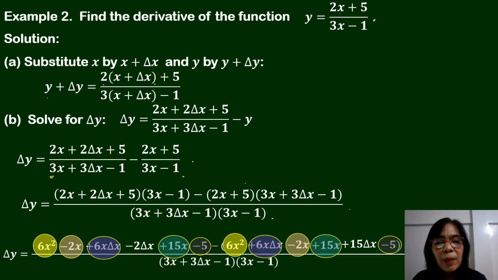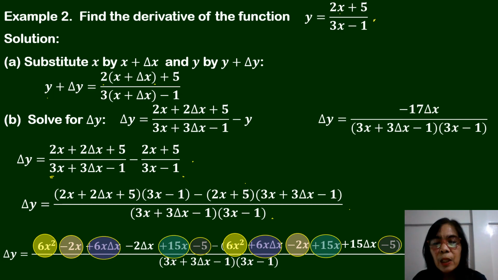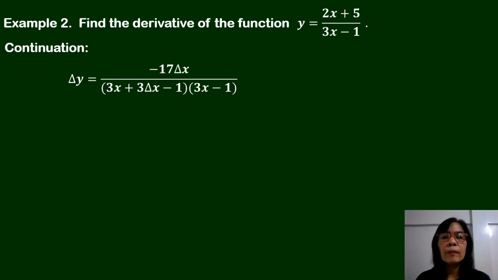So notice what remains in the numerator will only be this minus 2 delta x and this minus 15 delta x, giving us now the value of delta y equal to minus 17 delta x all over 3x plus 3 delta x minus 1 times 3x. So notice in this equation, we now have delta x as a factor in the numerator. So we are now ready to proceed to the next step.